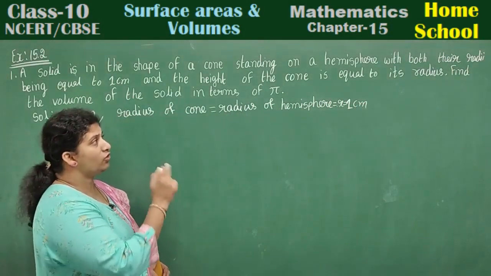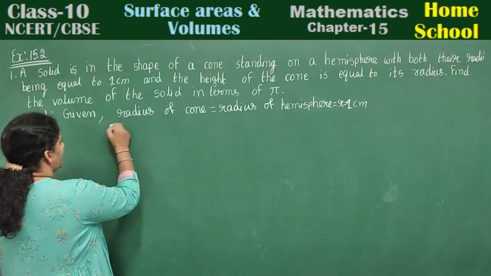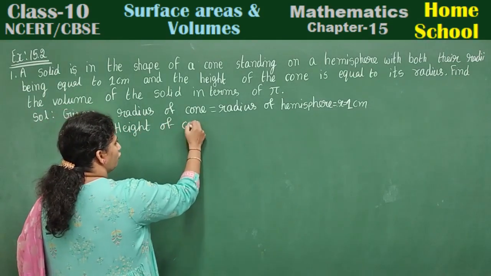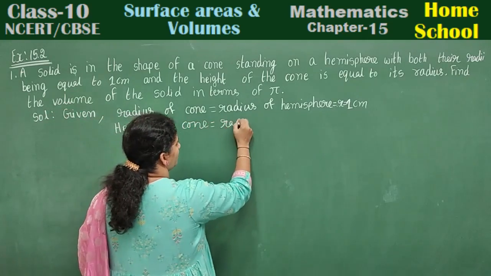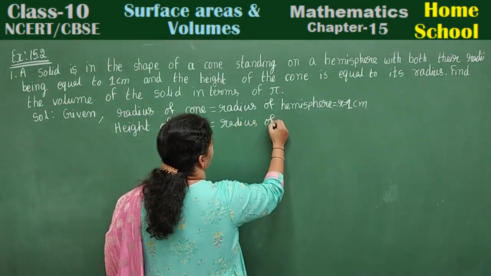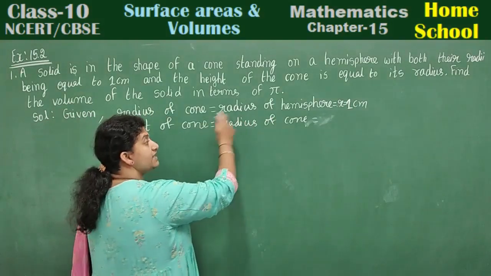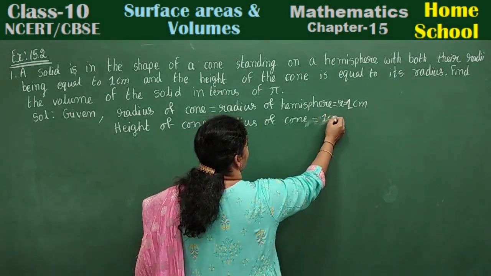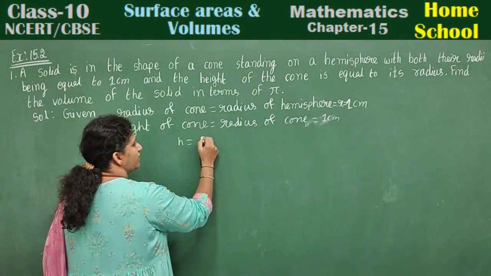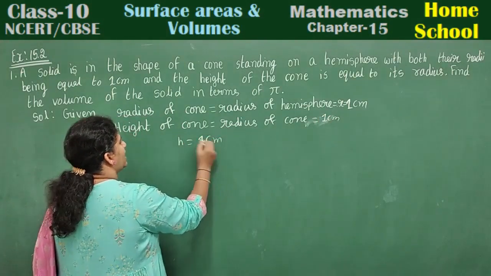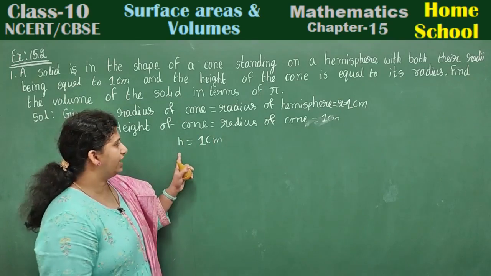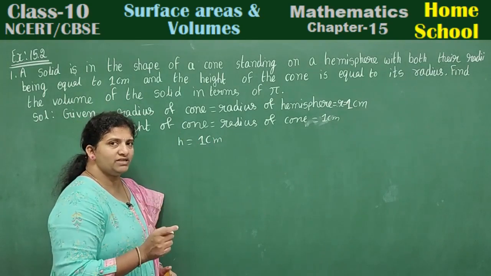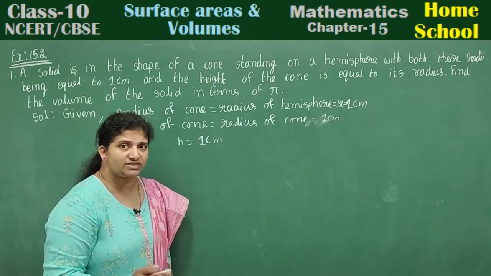And height of the cone is equal to its radius. That means height of cone is equal to radius of cone. We are talking about the height of the cone being equal to the radius of the cone. That is, radius of cone is how much? 1 centimeter. Then h is equal to 1 centimeter. Height of the cone is equal to radius of the cone, that is, h is also equal to 1 centimeter. We need to get the answer in pi. Pi means we should not substitute the pi value, that is 22/7 or 3.14.